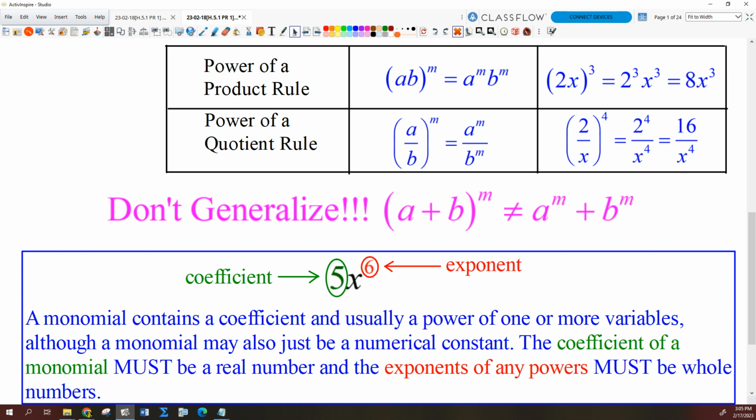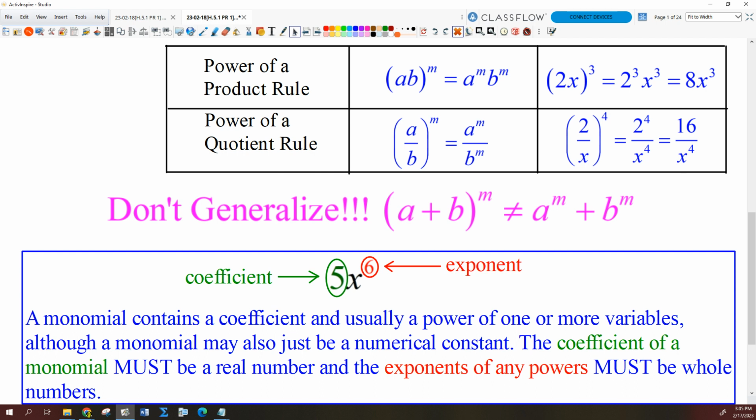Now, this comes with a big caution. Don't go too far with this and try to generalize, or you're likely to make a mistake, especially if you try to generalize these bottom two to addition and subtraction. It does not work that way. The quantity a plus b to the m is not equal to a to the m plus b to the m. You cannot distribute the exponent when things are being added or subtracted, only when they're being multiplied or divided. That's it.